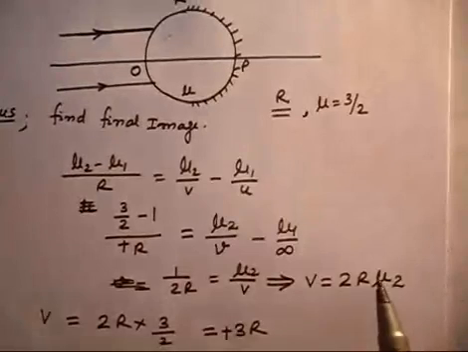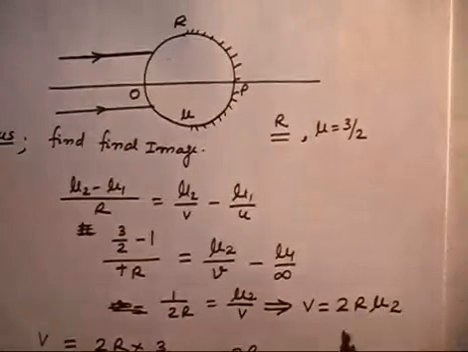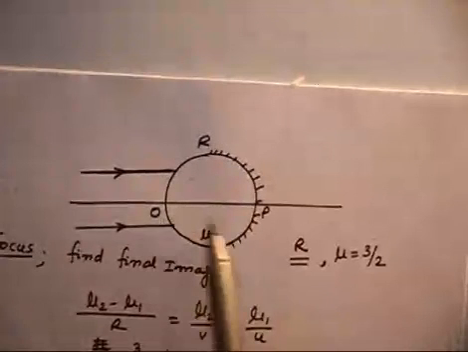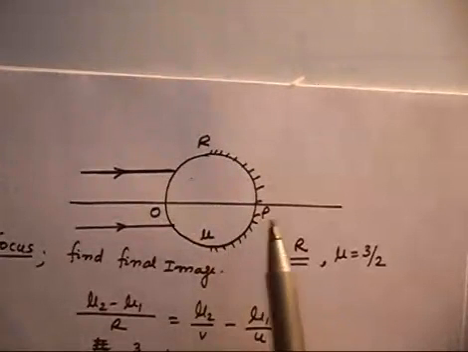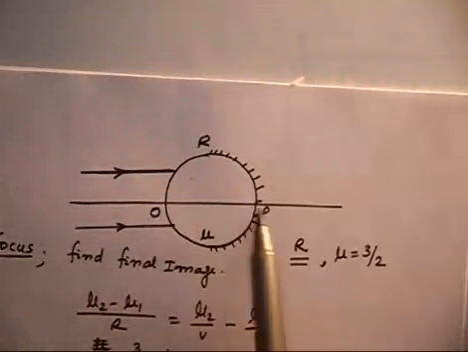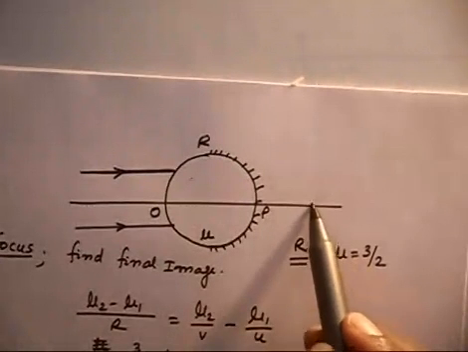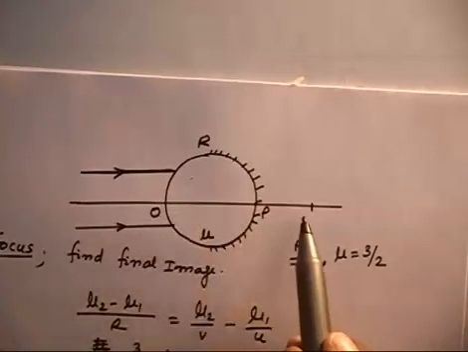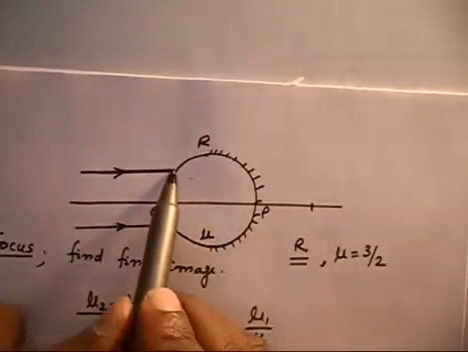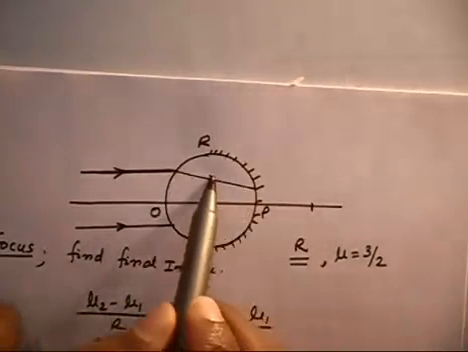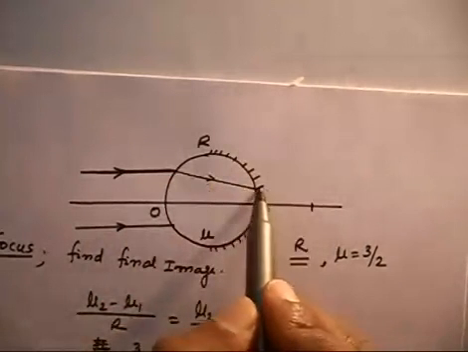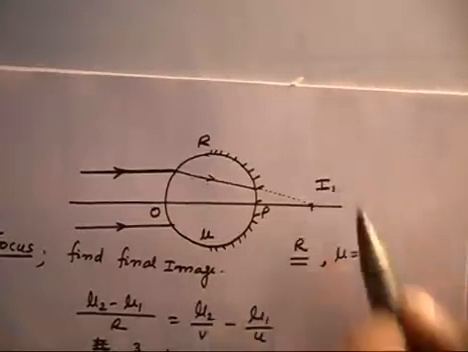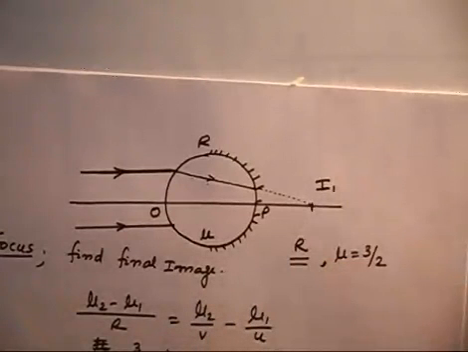So this distance is 2R, because this is the diameter. So this diameter is 2R. Again, the distance is 3R from here, so 2R plus R. So I will have it somewhere here. Up to here, this distance is 3R. Now this means the ray is going something like this, and this ray will meet here. So this image is I1. So this is the refraction through the first surface.